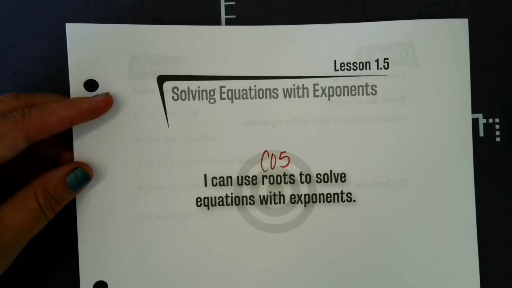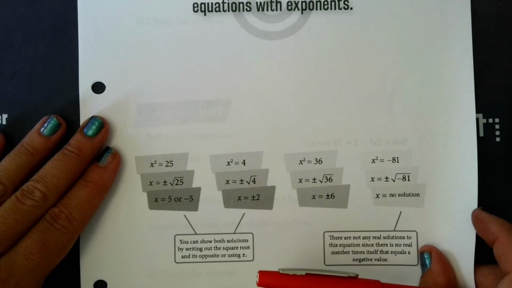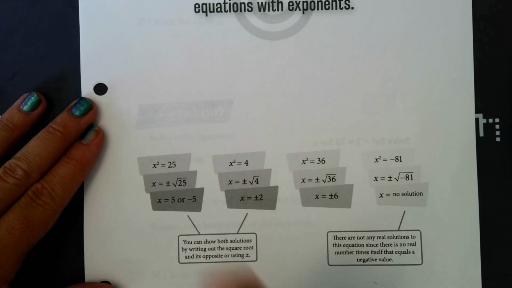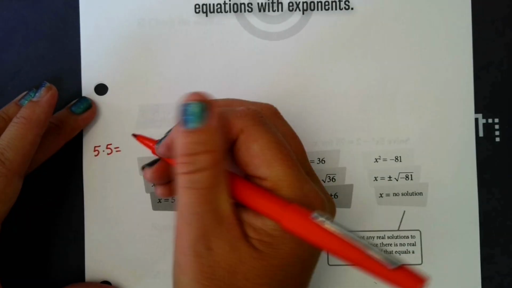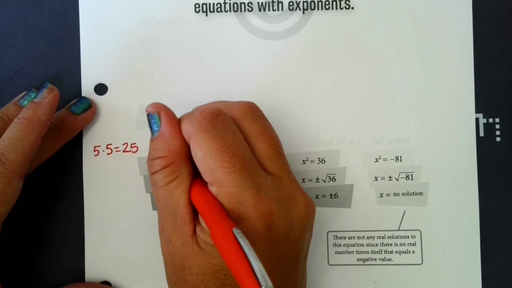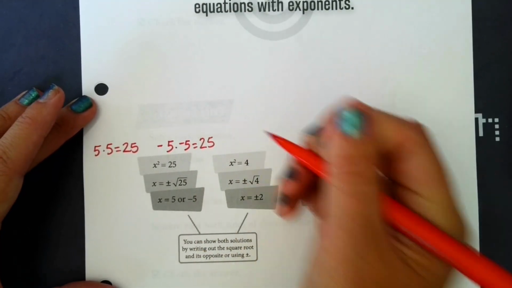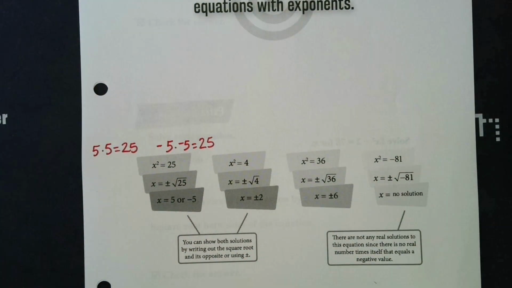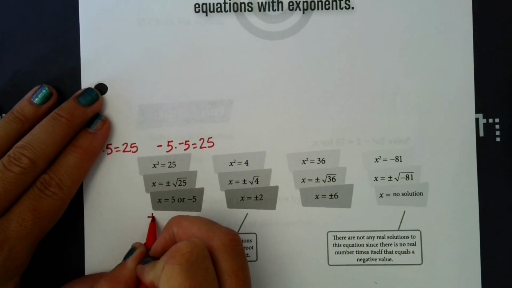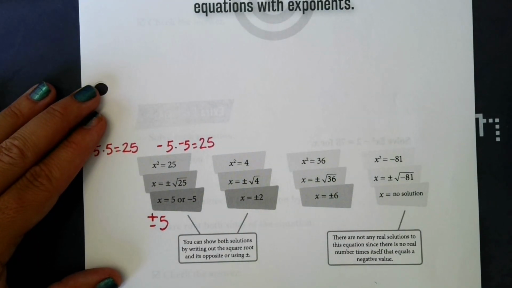CO5, I can use roots to solve equations with exponents. Down here, when x squared equaled a positive value, we said it had two solutions. Here's why. Answer this question for me. What is 5 times 5? What is negative 5 times negative 5? 25. So did the positive value work? And the negative value work? Yes. So how we would write this in an answer is we'd write plus, minus, 5.